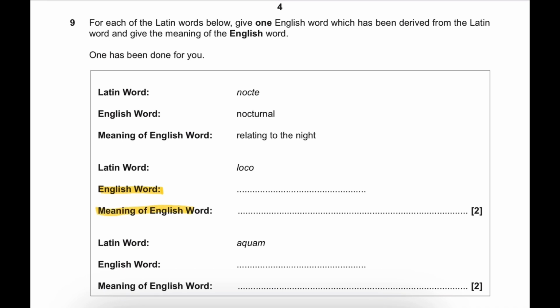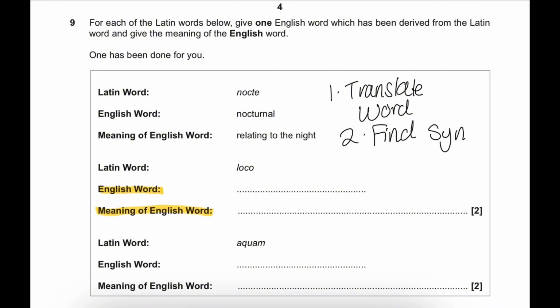The best way to start is to divide the process into 2 steps. First, translate the word into English, then try to find a synonym for the word also in English, but one that also uses the first couple of letters. It's exactly like doing a crossword clue. Let's look at the first one here.